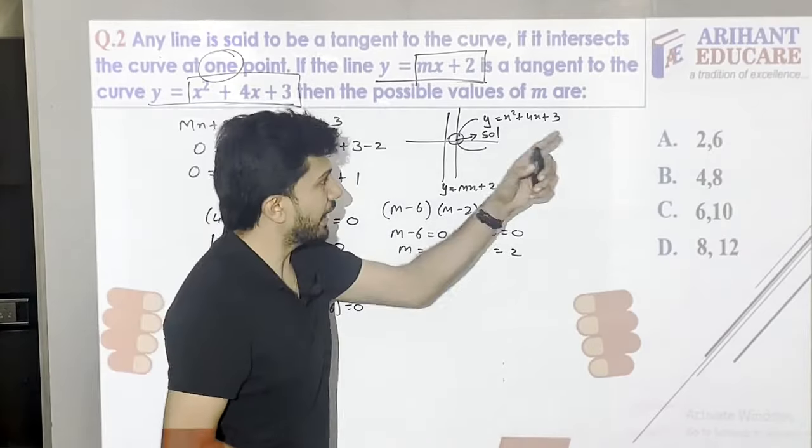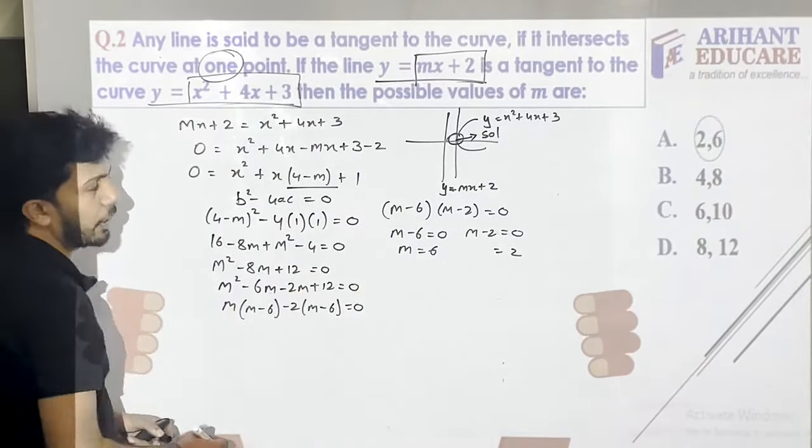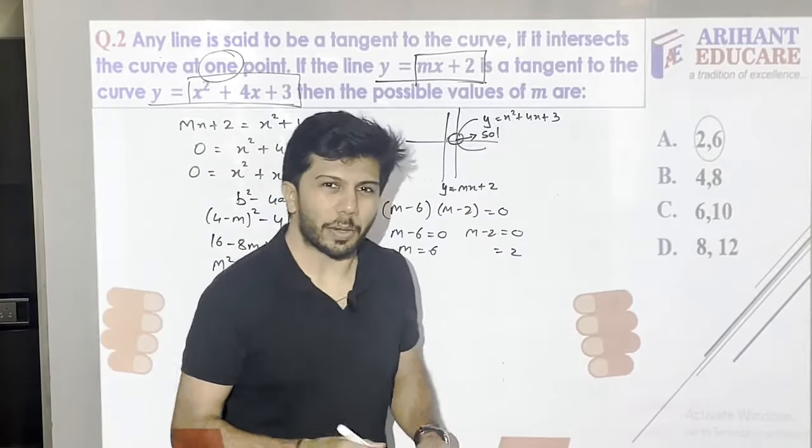Which is your option? A. So option A is 2, 6 and I got my roots as 2, 6. Quite easy.